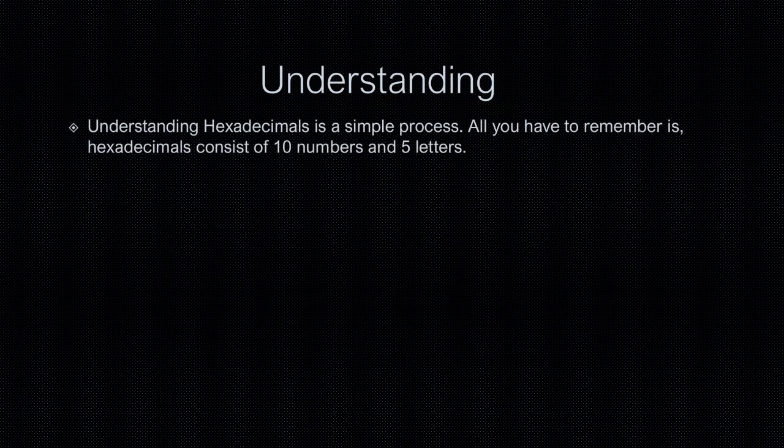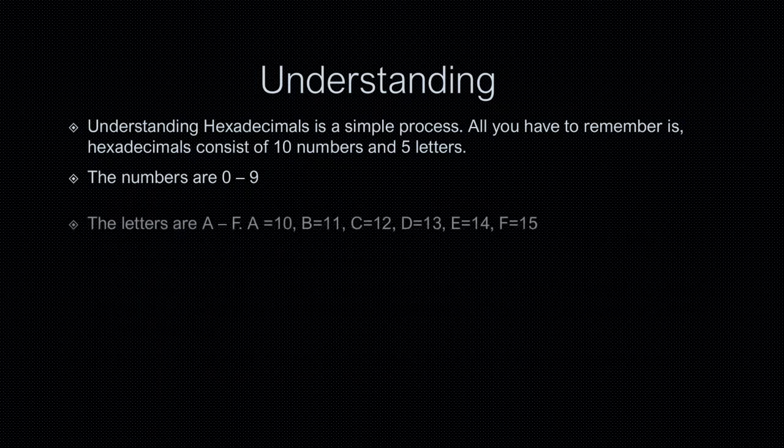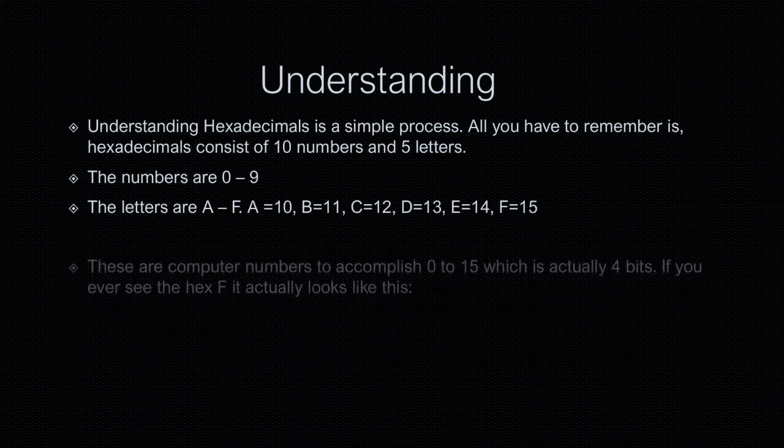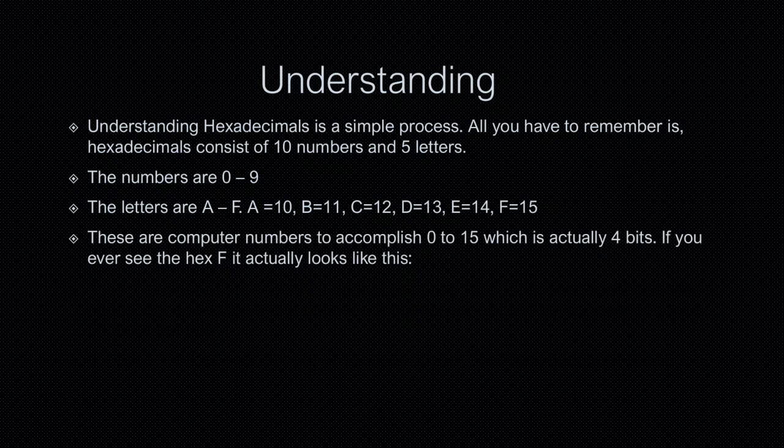Understanding hexadecimals is a simple process. All you have to remember is hexadecimals consist of 10 numbers and 5 letters. The numbers are 0 to 9, and the letters are A to F. A is 10, B is 11, C is 12, D is 13, E is 14, and F is 15. These are computer numbers to accomplish 0 to 15, which is 4 bits.